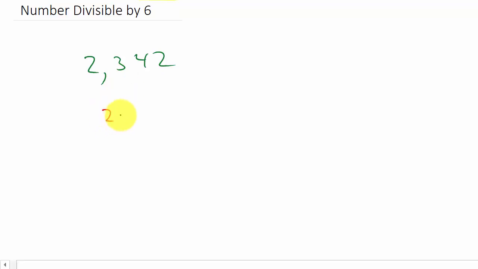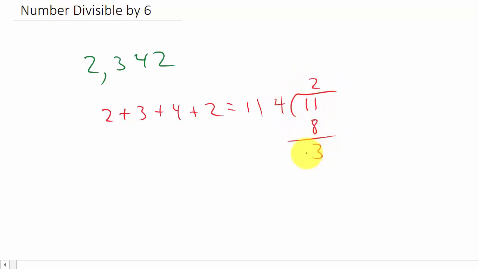So I'll sum up the digits, 2 plus 3 plus 4 plus 2. So 2 plus 3 is 5, plus 4 is 9, plus 2 is 11. Well, we know that 3 does not divide into 11 evenly, okay? Because we would have a remainder, let's see, 11 divided by 3. Well, that goes in there 3 times. We've got 9, and we're left with a remainder of 2. So 3 does not divide into it evenly, so that means 6 does not divide into the number evenly.